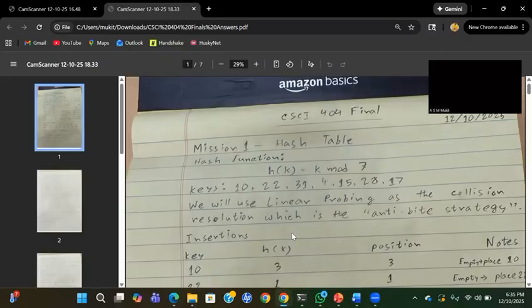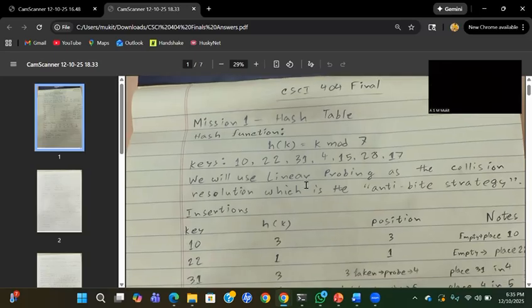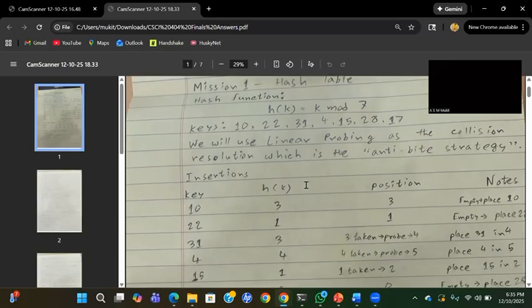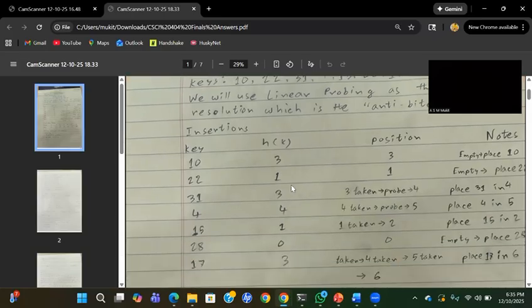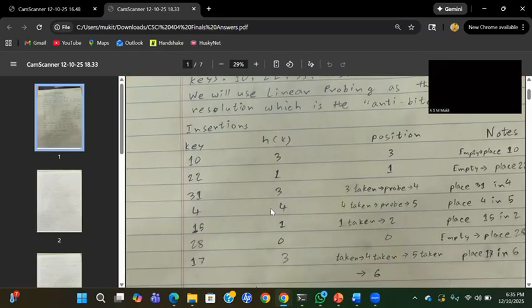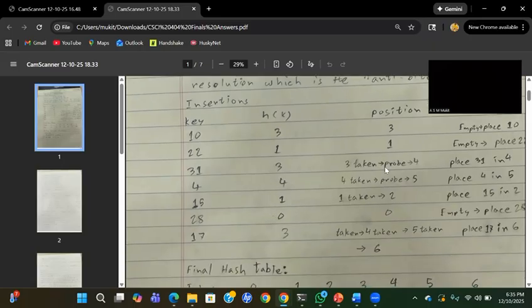So let's begin. For mission one, I inserted the keys 10, 22, 31, 4, 15, 28, 17, 2 into a hash table using the function h(k) = k mod 7. I used linear probing as my collision resolution method. Here is how the insertions went. 10 goes to index 3, 22 goes to index 1, 31 goes to index 3, but it is taken, so I probe it to index 4.